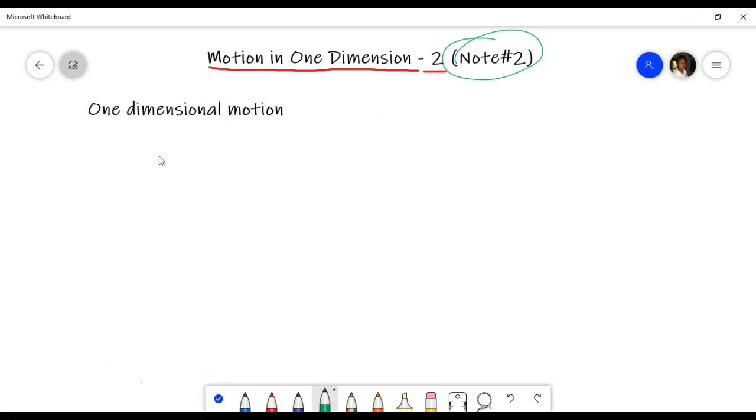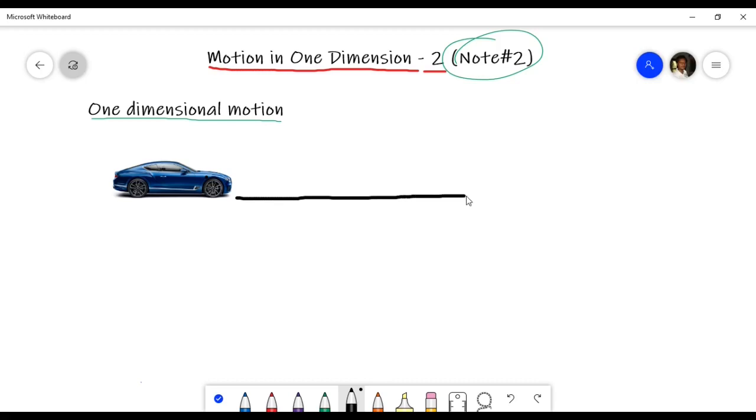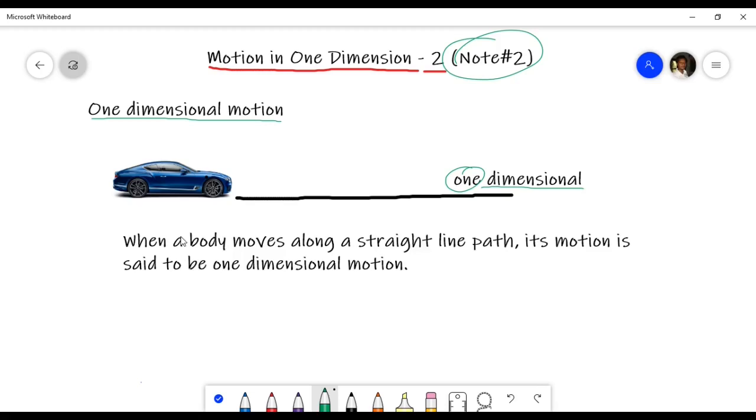Now let us understand much more about one-dimensional motion. Let's say there is a car and this car has to travel on a straight path. Now we have learned that a straight path is one-dimensional, right? That's what a straight line, a straight path is. And when a body moves along a straight line path, its motion is said to be one-dimensional motion.